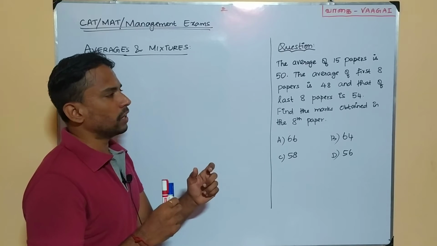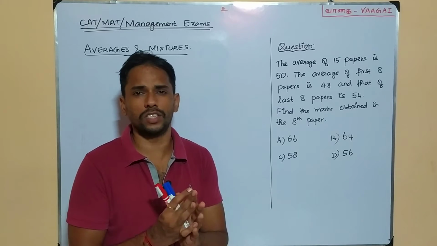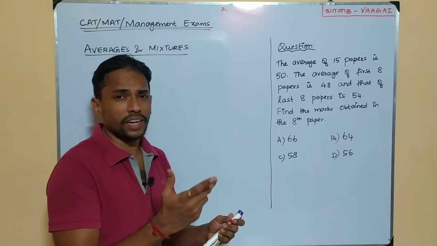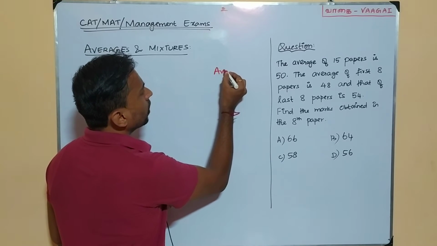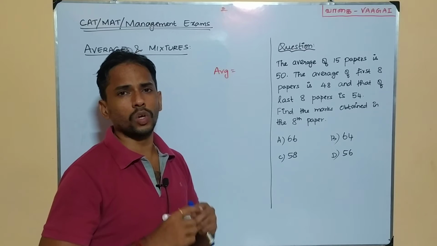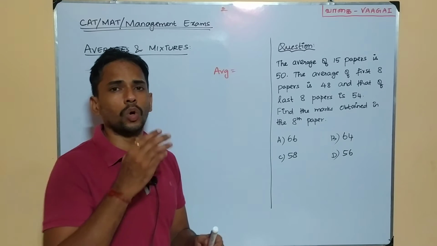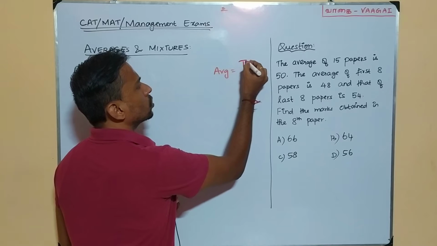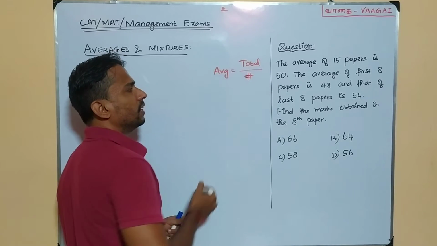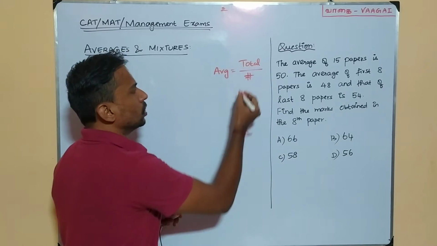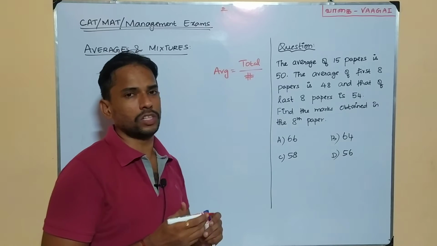This question is based on the concept of averages, so we must know the basic definition of what an average is. If we know that idea, then solving this problem is going to be very easy. Suppose we are given data, how can we find the average? We take all the observations and find the sum, otherwise called the total, divided by the number of observations, the number of entries we have in the data. Let me use this hash sign to represent number. So average is equal to total divided by number. This is the basic definition of average of any given data.